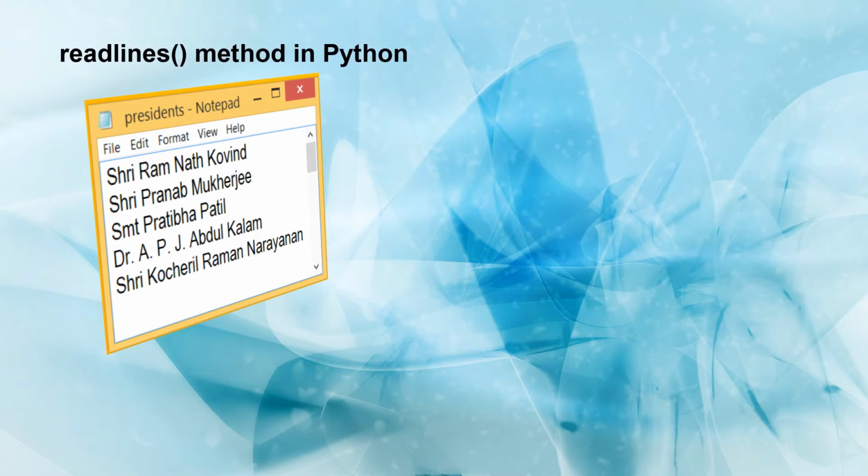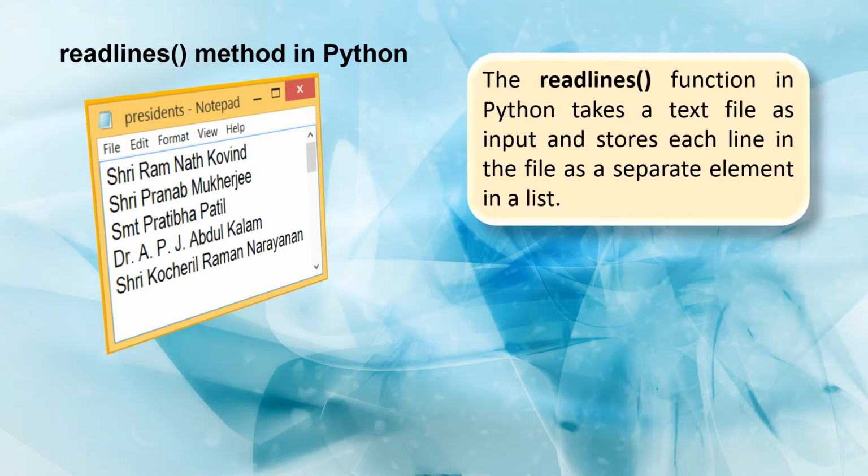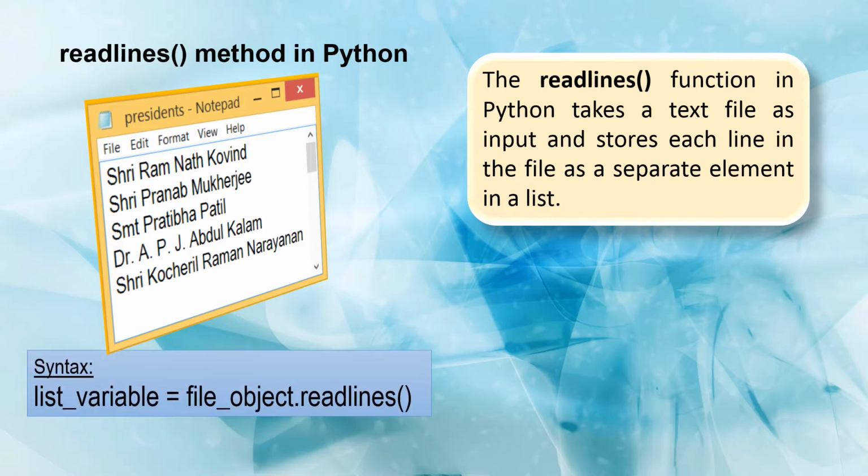Readlines method in Python. The readlines function in Python takes a text file as input and stores each line in the file as a separate element in a list. The syntax is list variable = fileObject.readlines(). As you can see in this image, each line becomes an item in a list variable.